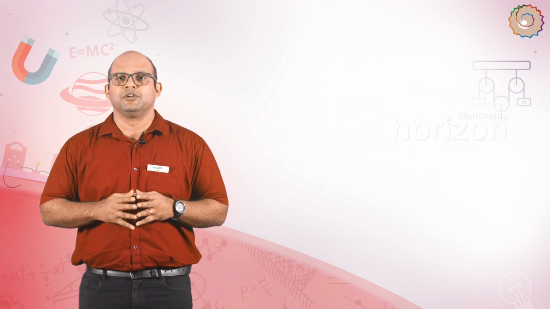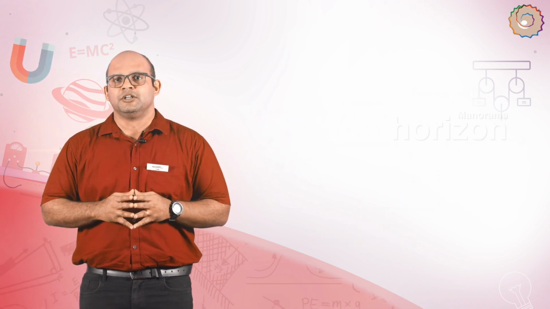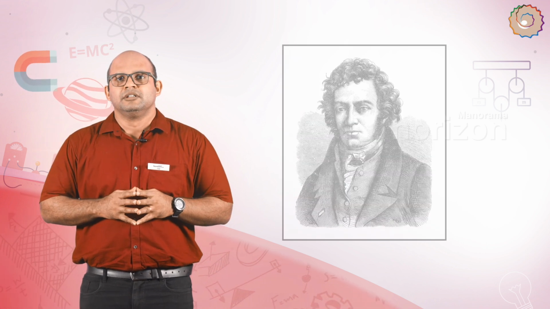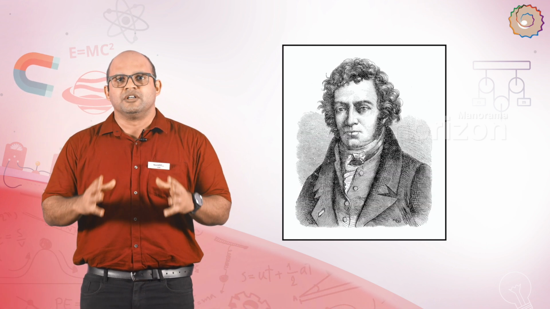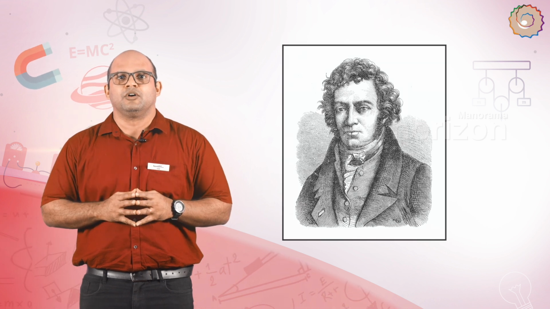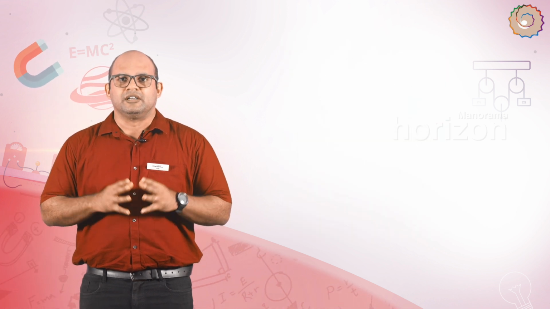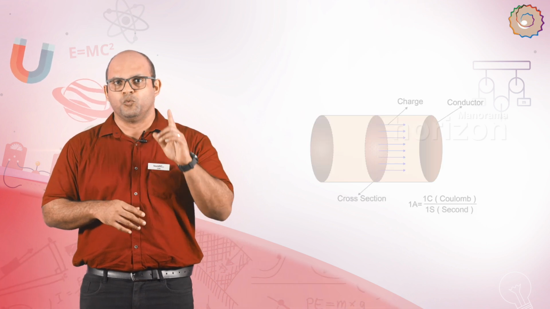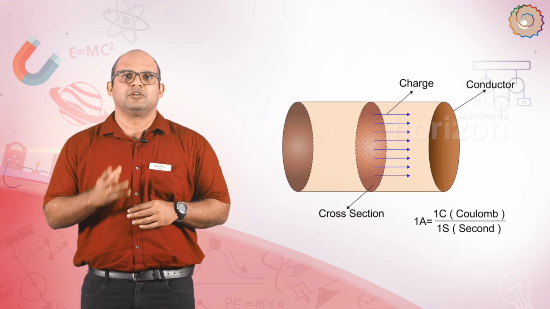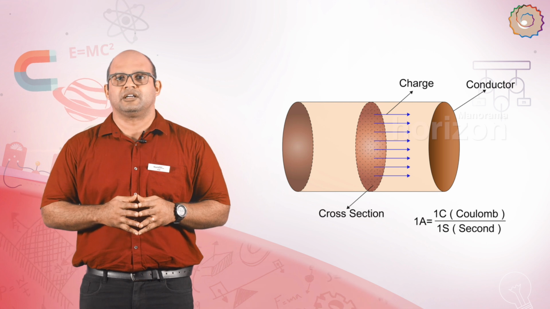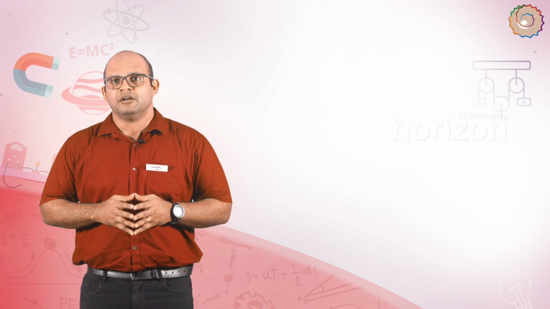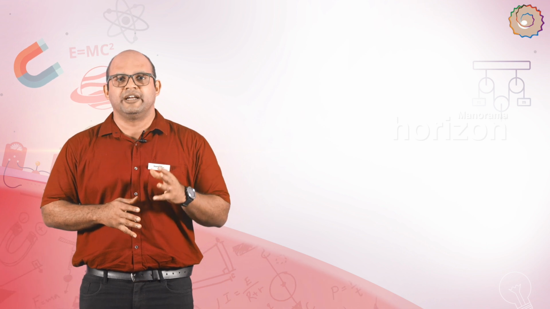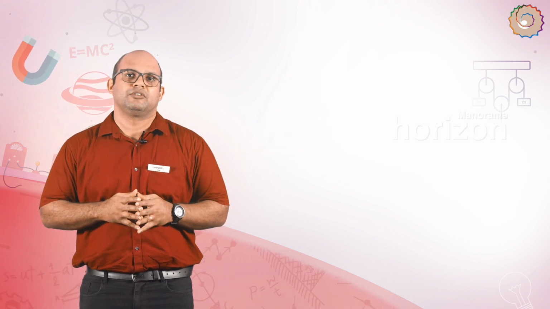The standard unit of current is ampere, denoted by the symbol capital A. André-Marie Ampere was a French scientist who first conceptualized our understanding of current. A conductor is said to support 1 ampere of current if 1 coulomb of charge flows across any given cross-section of the conductor every second. 1 coulomb of electrons is approximately equal to 6 times 10 to the power 18 electrons.